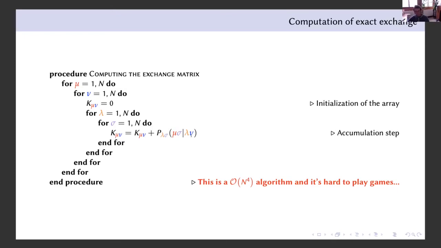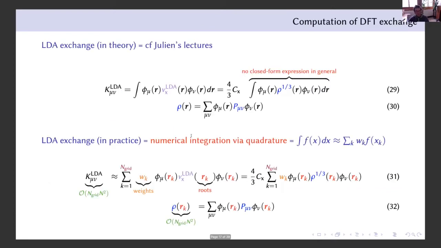So it does cost much more than the Coulomb matrix, and that's why, for example, in solids, for a long time, people were not doing too many Hartree-Fock calculations because it was very expensive, okay? And so basically, what you can do is DFT, like Julien talked about the last 2 weeks. And in DFT, the exchange is local. So now you can play games again, okay? So if you remember Julien's lectures, okay?